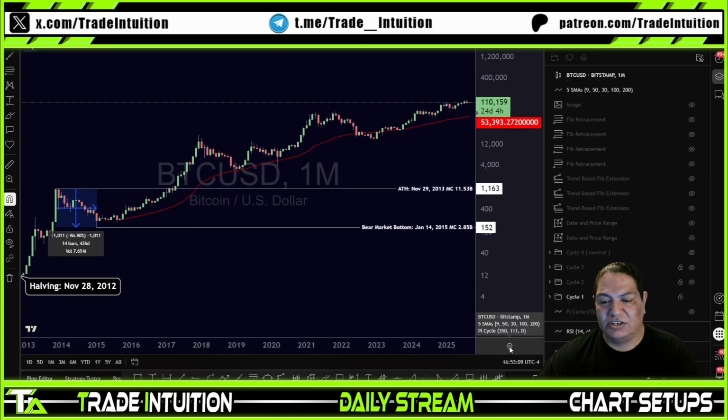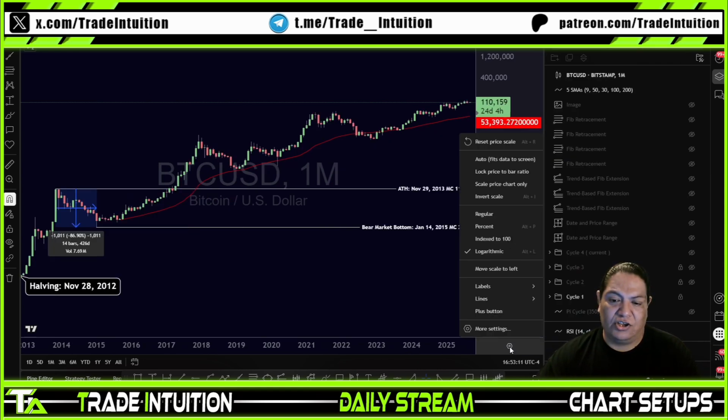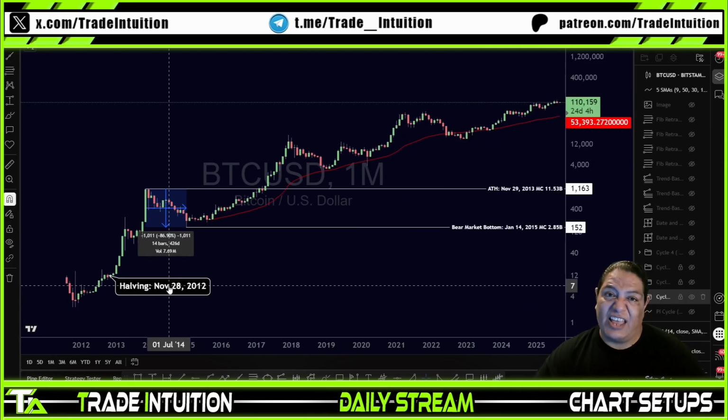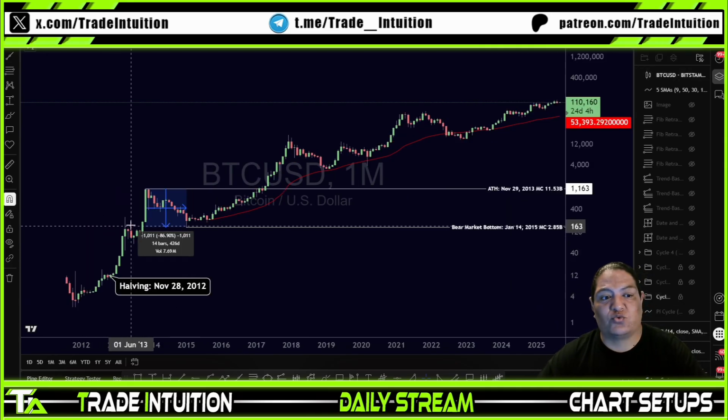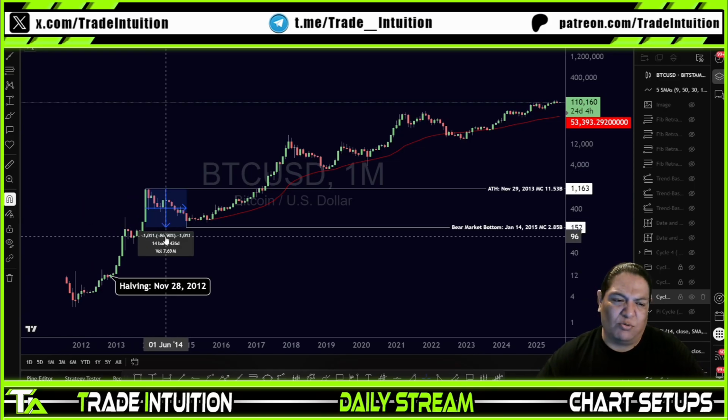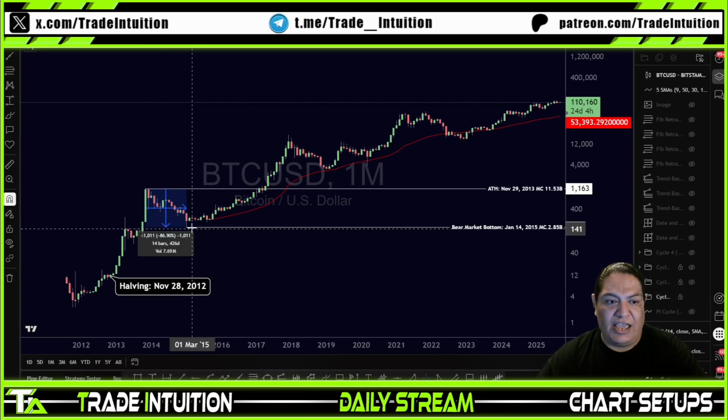So you come down here to the little gear icon, you click on this, and it must be in logarithmic. We have the first halving. Then we have this really nice run up, pullback of almost 87%. And here's the bottom, okay? So this is the first cycle.